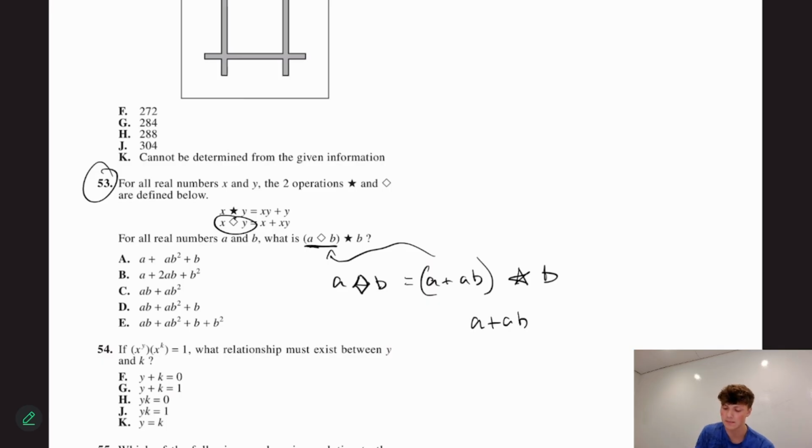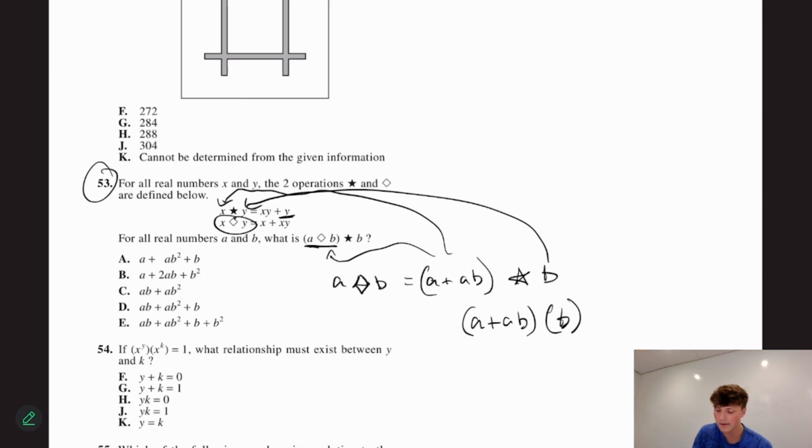It takes x star y, and it takes x times y plus y. So a plus a times b, that's our equivalent x right here. And then we multiply that by our equivalent y, which is b. And then we just add y, so plus b. And that's going to be our final answer when we simplify it out. So we get ab plus ab squared plus b. And which of our answer choices shows this one as our proper option? Well, it's going to be answer choice D.